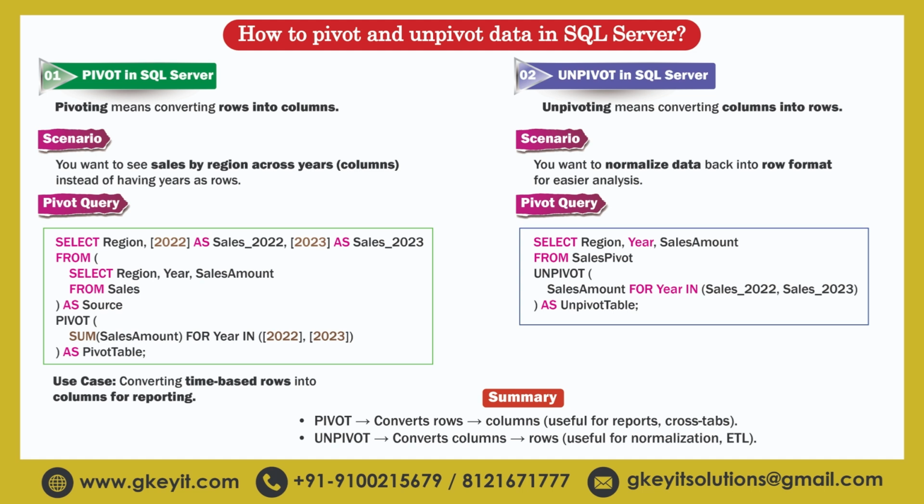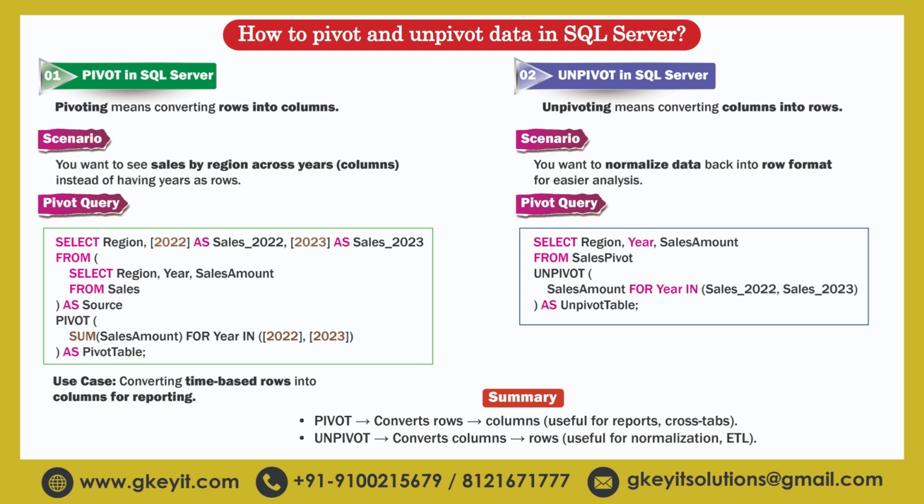Pivoting means converting rows into columns. Coming to the scenario, if you want to see sales by region across years, instead of having years as rows, this would be the scenario that we'll see practically in SSMS with sample data. Let's see the query here.